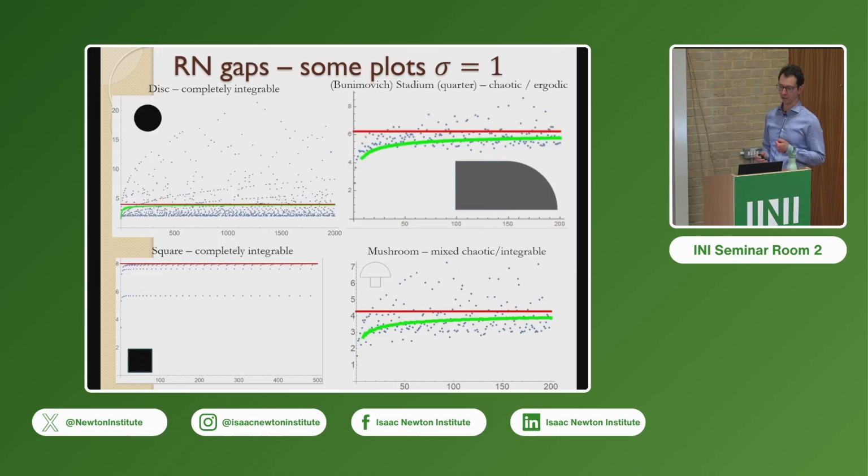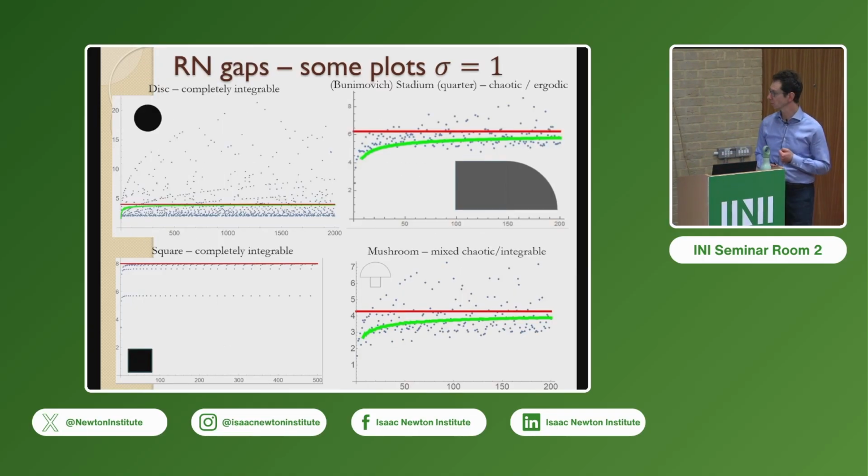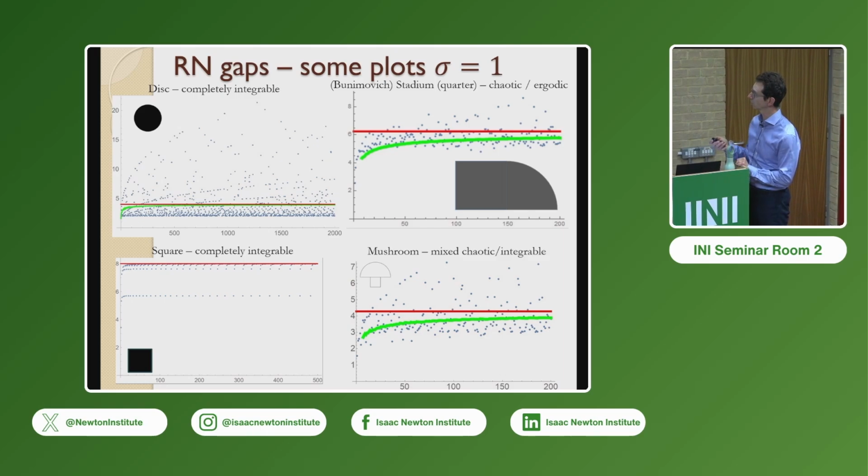So here are some numerical experiments. Let me just explain what we see here. So this is for 4 different planar billiards. The disk, top left, is the disk.